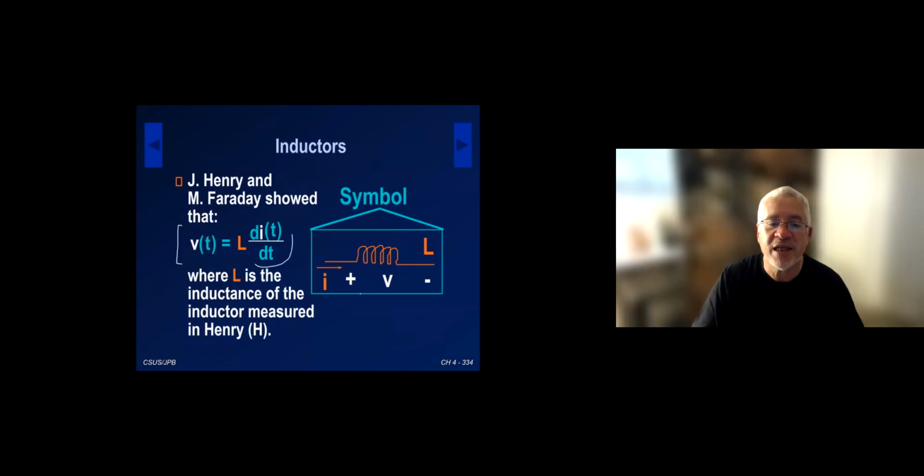So this particular relationship follows from how the inductor is constructed, being just a wire that's wrapped around in the manner of a coil to create a high magnetic field. So voltage is proportional to the time derivative of the current, and that constant of proportionality is the inductance. So let's make sure we know this, because that's fundamental to the inductor.